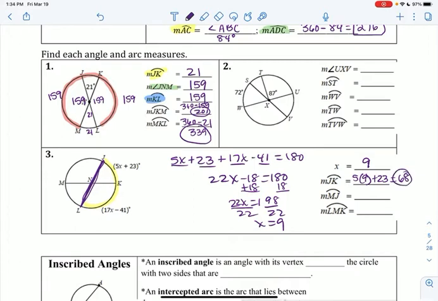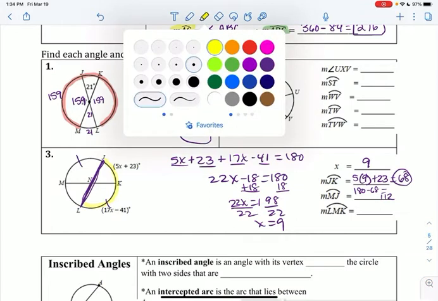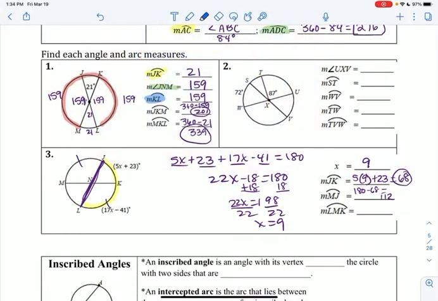Arc MJ. Well, arc MJ is actually equal to arc LK, so I can just plug that in. Or it's half a circle, so all I have to do is 180 minus the 68, which is 112. And arc LMK, let me get a different color here. LMK.